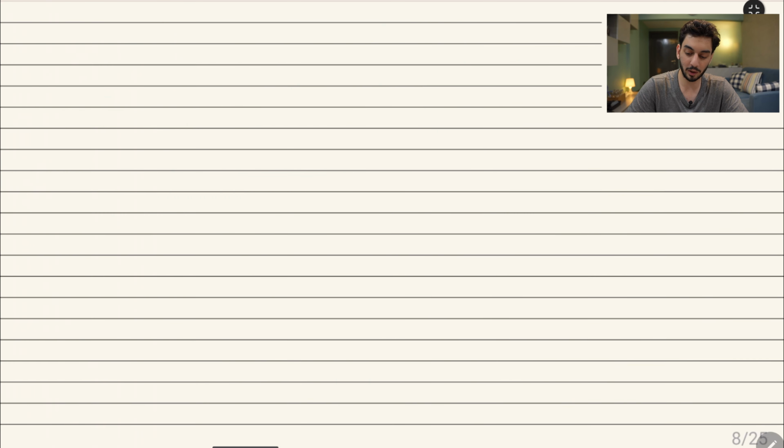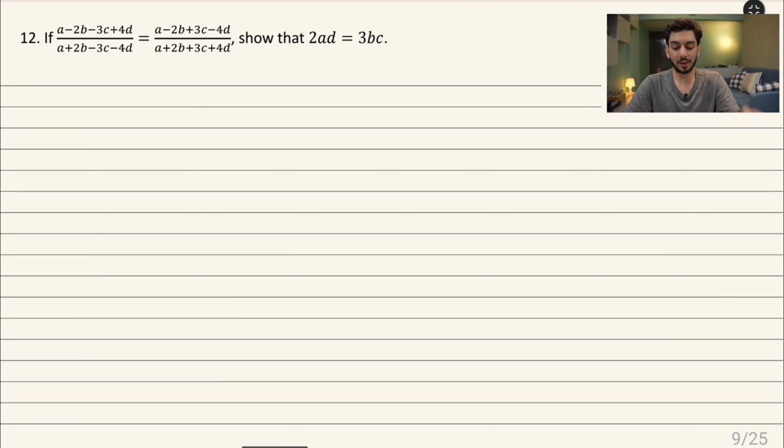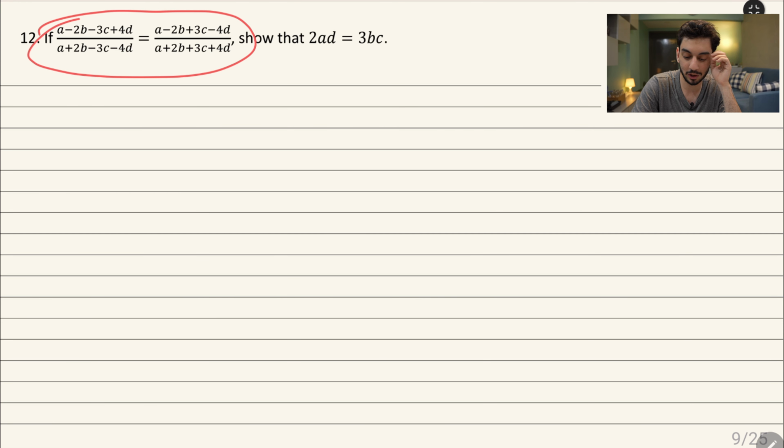Okay, let us move ahead to the next question. Now this one says if a minus all of these things, I just need to prove a very small thing, which is 2AD is equal to 3BC. I just need to prove that. Now this is a very huge thing that is given to me.